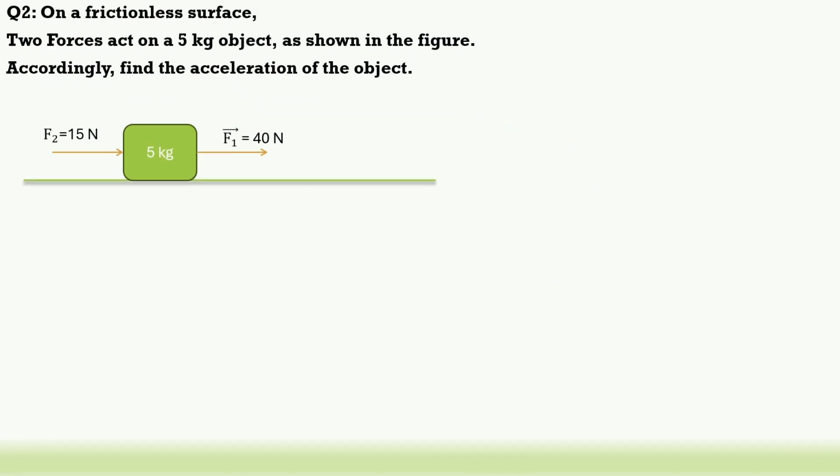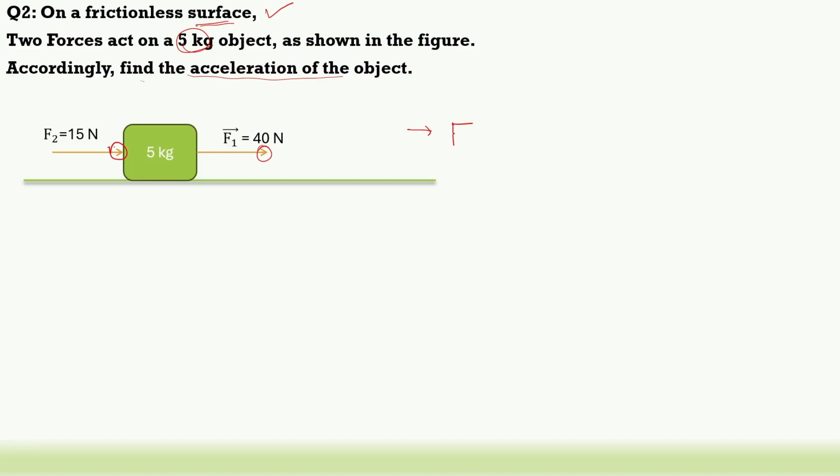Now question number 2. On a frictionless surface, again there is no friction, and two forces act on a 5 kg object as shown in the figure. Okay, accordingly find the acceleration of the object. There are two forces and these two forces are acting on the horizontal axis, and as you can see, these two forces are acting in the positive direction.